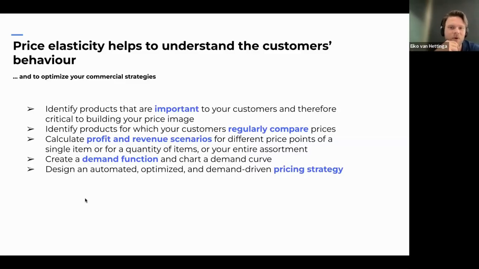You can use price elasticity also to calculate profit and revenue scenarios for different price points of a single item, of a quantity of items, or your entire assortment. And you can create a demand function and a chart of your demand curve. And we will look also later why this is important for certain products and how this will affect your pricing. As a summary, you can use it to design an automated and optimized demand-driven pricing strategy. That's why price elasticity is so important and essential to today's state-of-the-art pricing discipline.